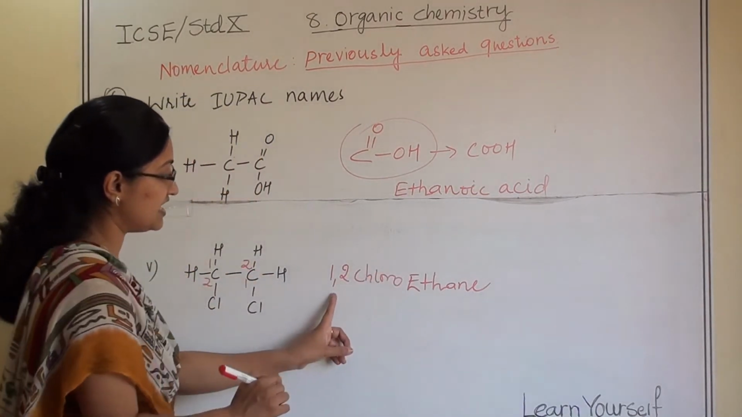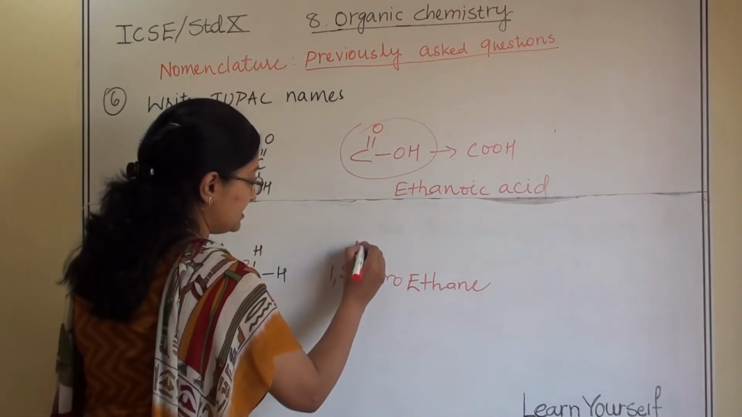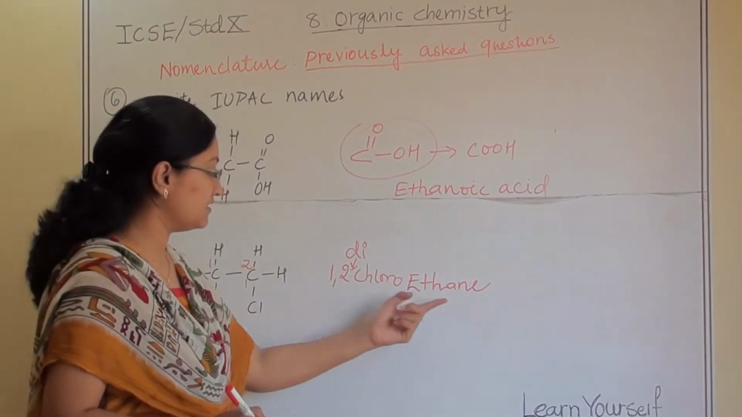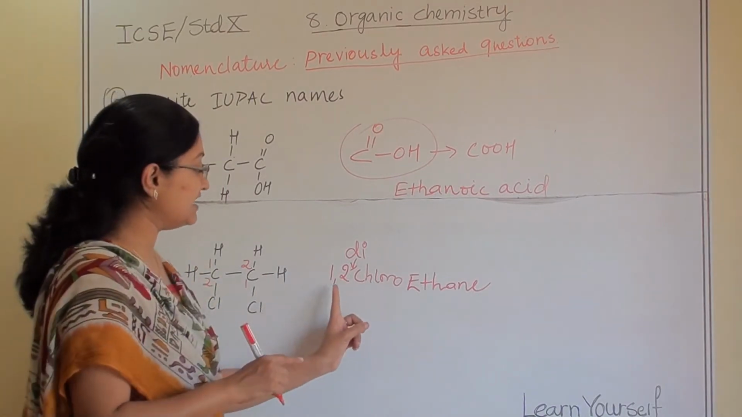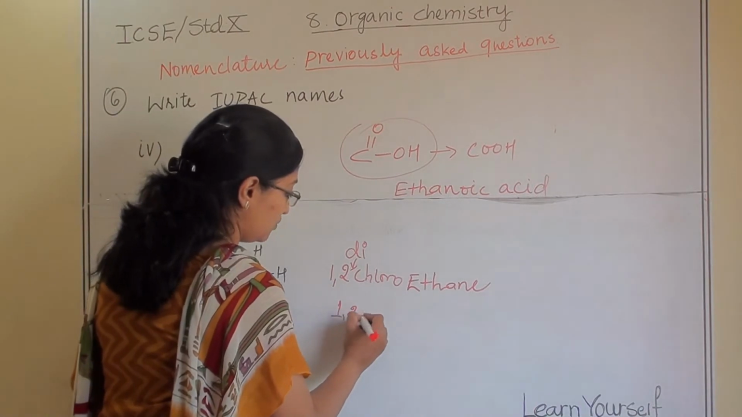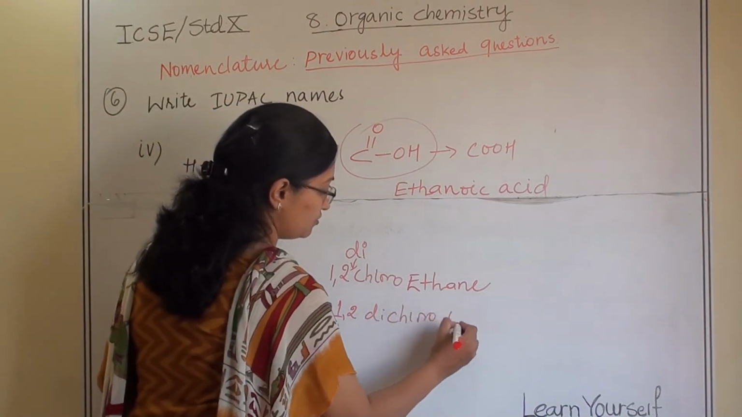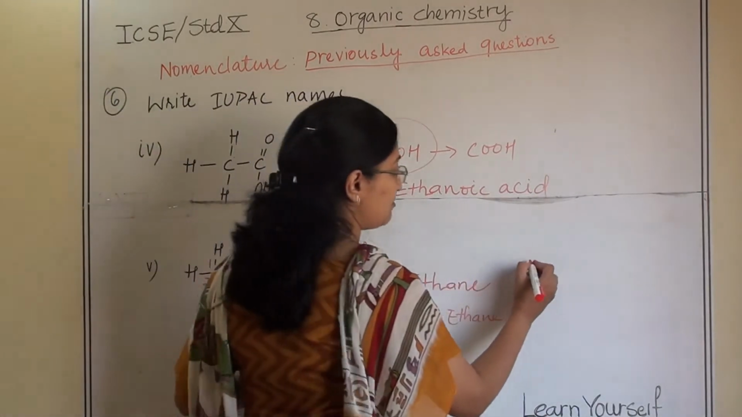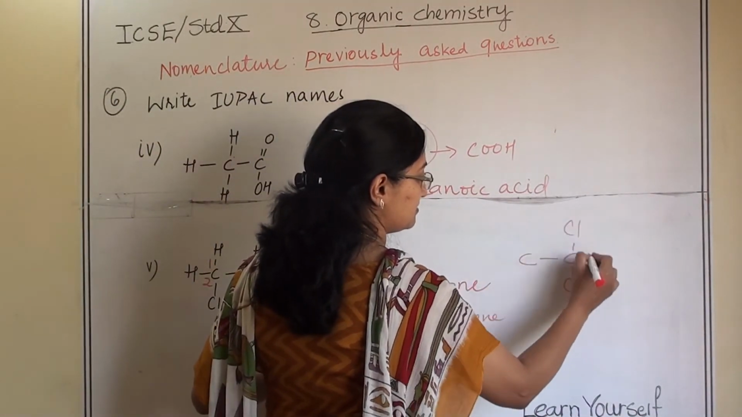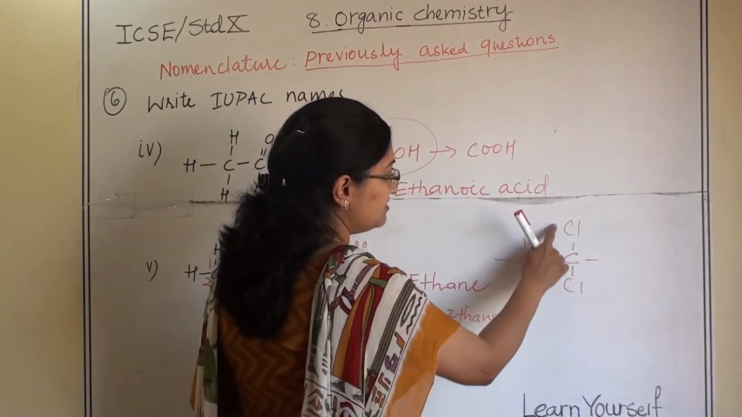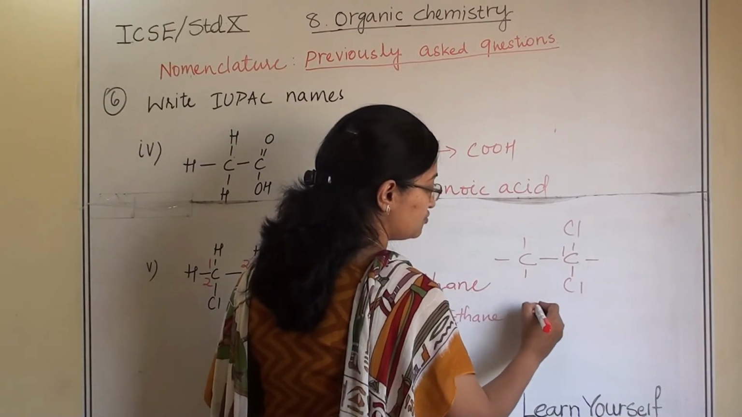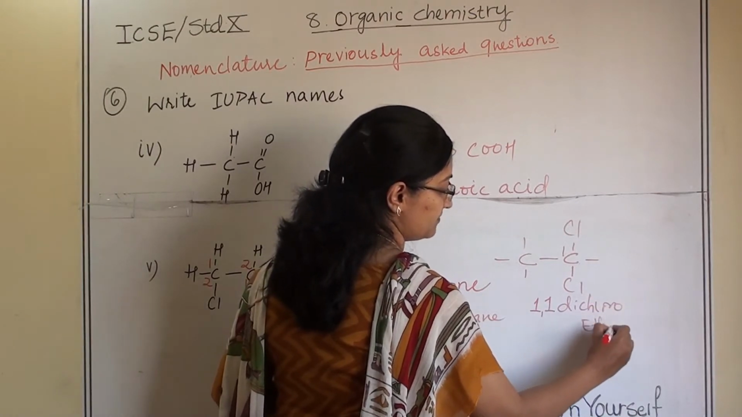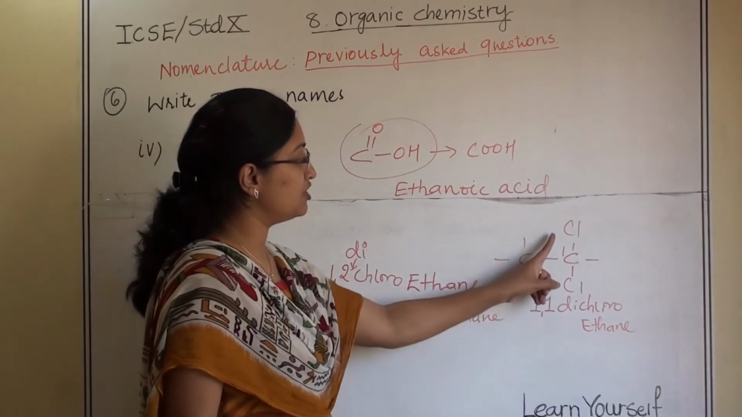So we write 1, 2, and here we write di. It says that there are 2 chlorine groups attached to ethane and both are not at the same position. They are at different positions. So the name will be 1,2-dichloroethane. Suppose both chlorine groups are on the same carbon atom, for example like this, and the rest are all hydrogen. Then we are going to write 1 here. So the name will be 1,1-dichloroethane.